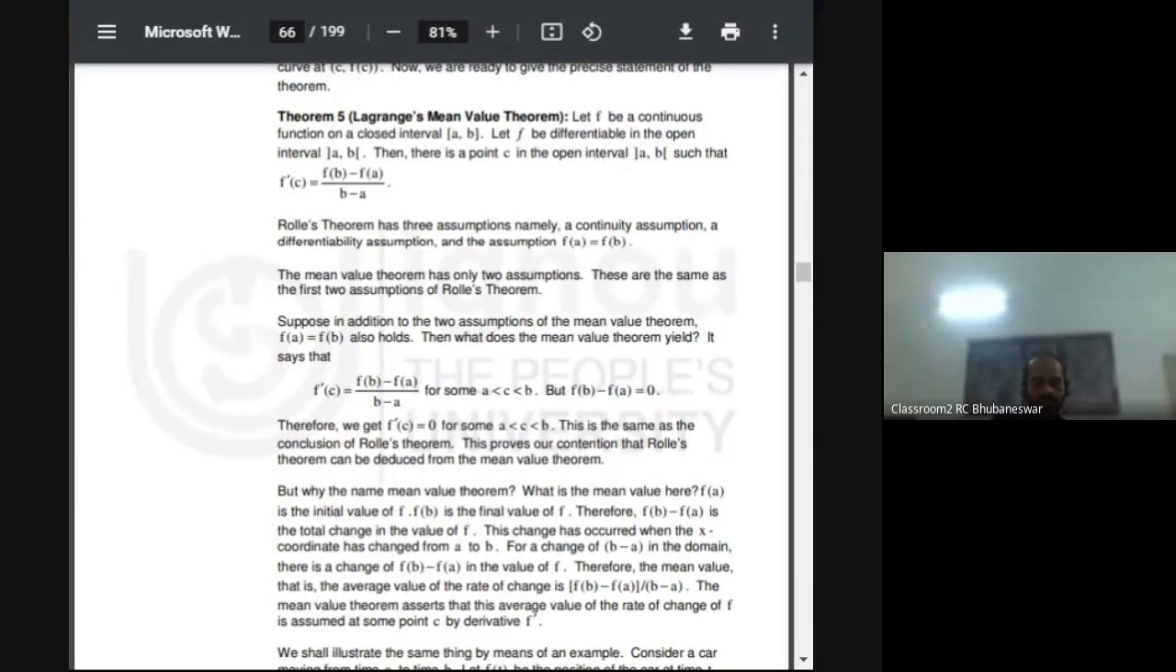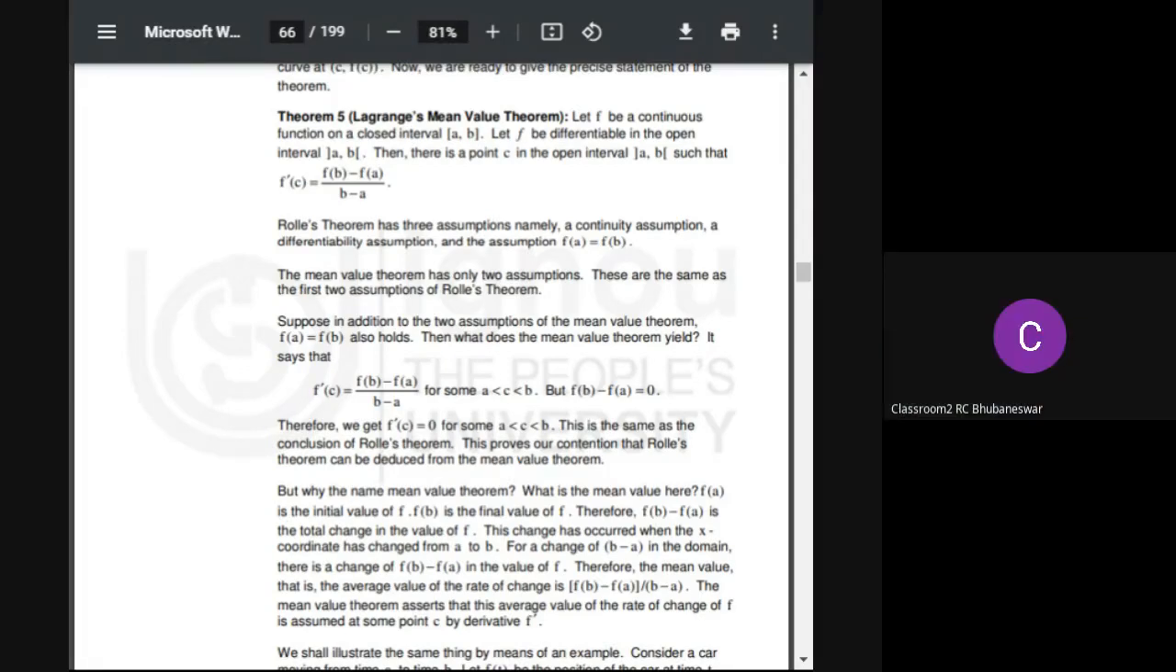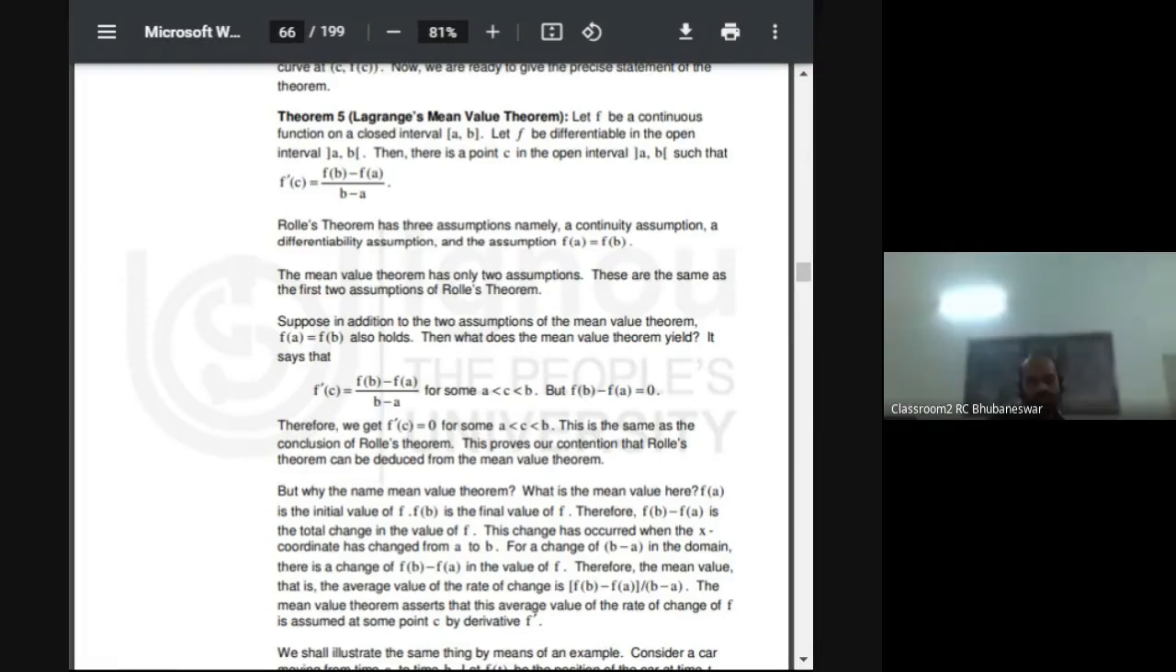and it states that let a function f be a continuous function on a closed interval a b, and let f be differentiable in the open interval a b. Then Rolle's theorem is the case where we assume that f of a equals f of b, because when f of a equals f of b, then the numerator will be 0, and in that case f dash c will be 0.